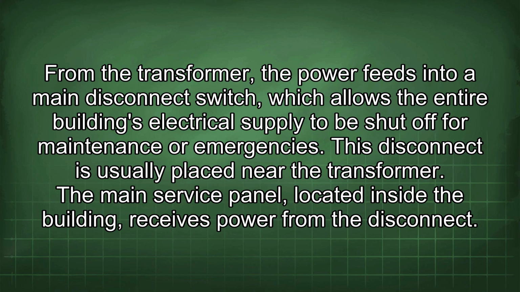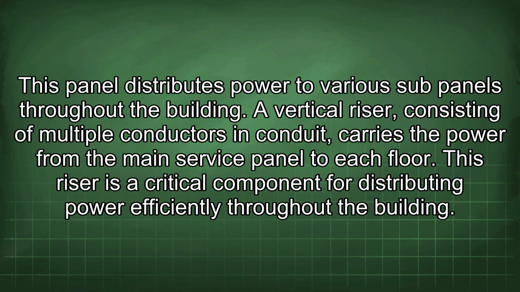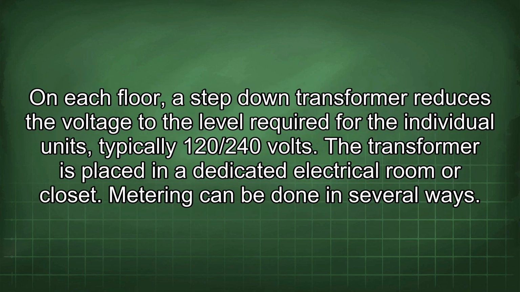The main service panel, located inside the building, receives power from the disconnect. This panel distributes power to various sub-panels throughout the building. A vertical riser, consisting of multiple conductors and conduit, carries the power from the main service panel to each floor. This riser is a critical component for distributing power efficiently throughout the building. On each floor, a step-down transformer reduces the voltage to the level required for the individual units, typically 120/240 volts. The transformer is placed in a dedicated electrical room or closet.